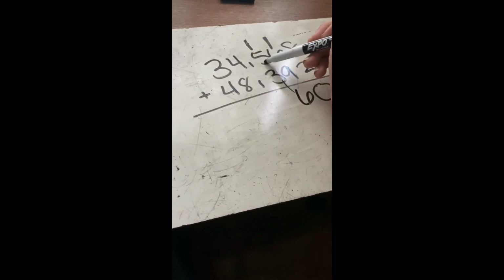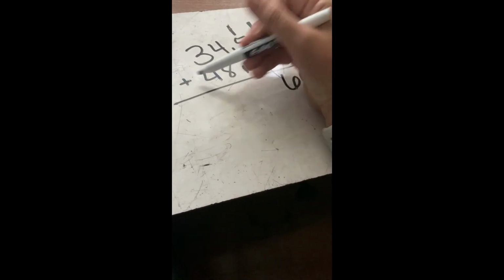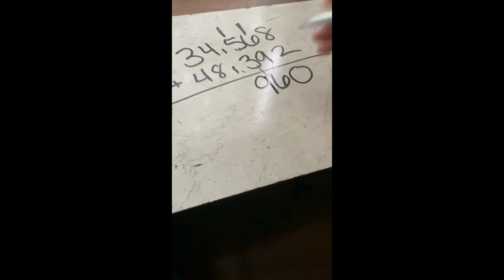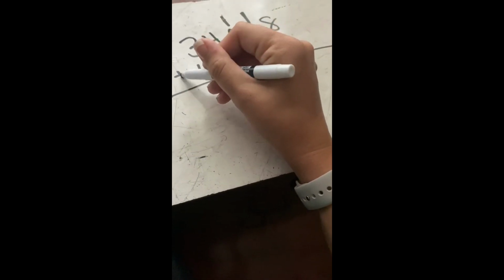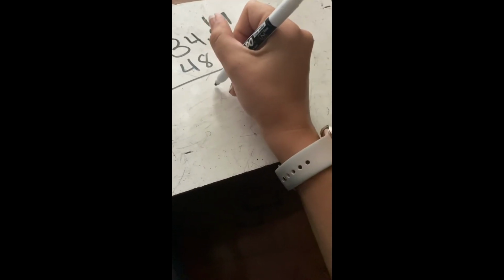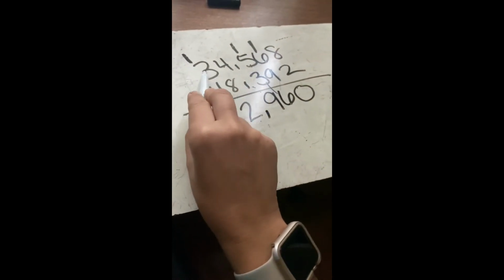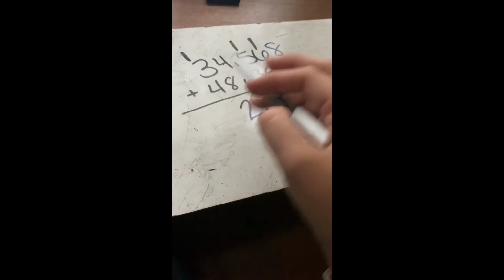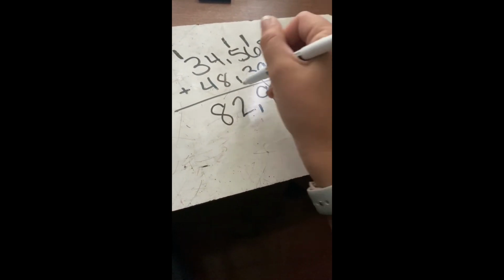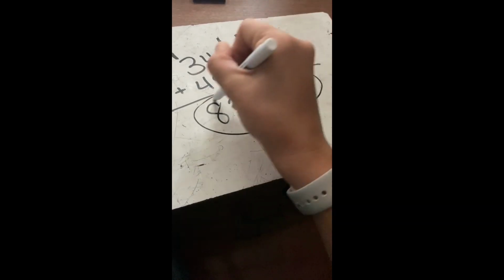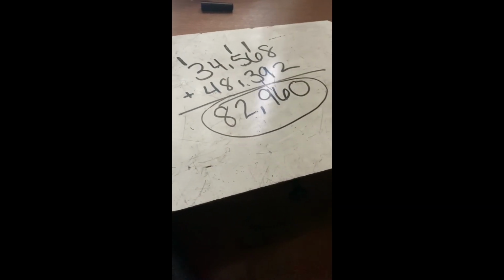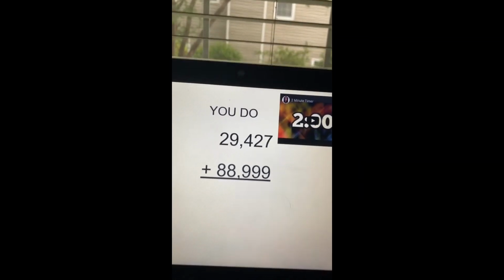1 plus 5 is 6. 6 plus 3 is 9. I don't need to carry anything there. Moving on. 4 plus 8 is 12. Ooh, 12 is too big. So I carry the 1. 1 plus 3 is 4. 4 plus 4 is 8. The answer to this problem, hopefully you came up with it also, is 82,960. All right, it is your turn.